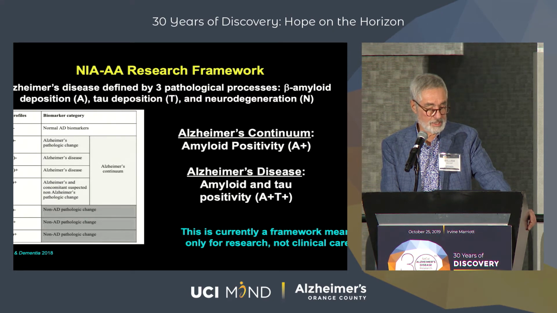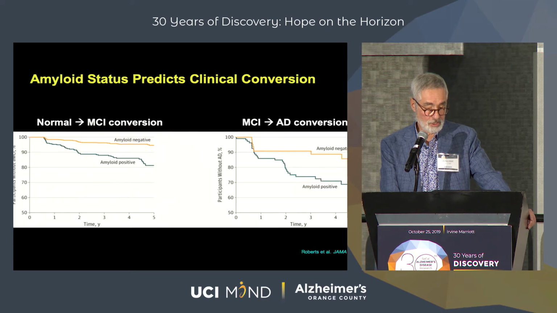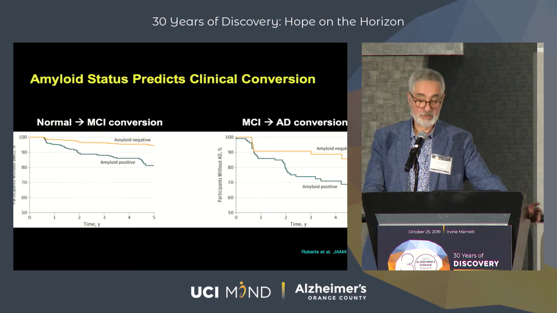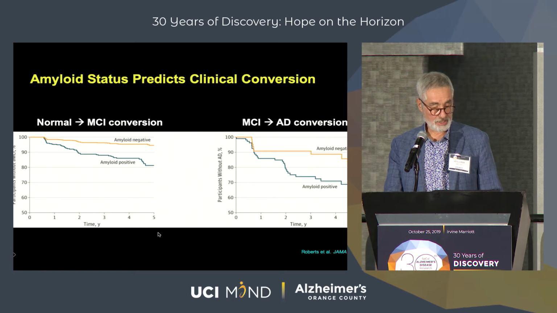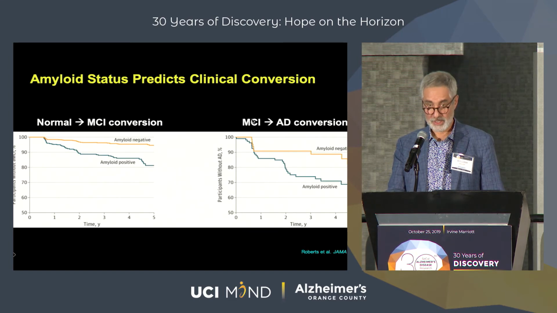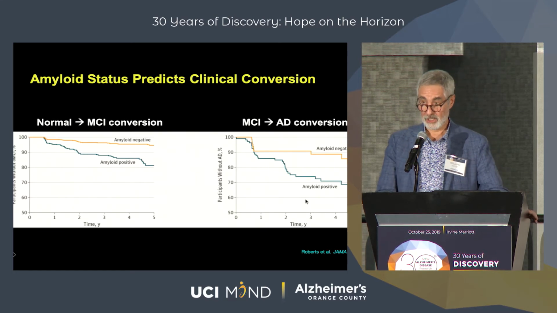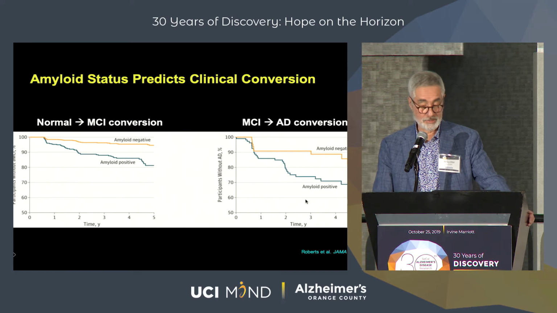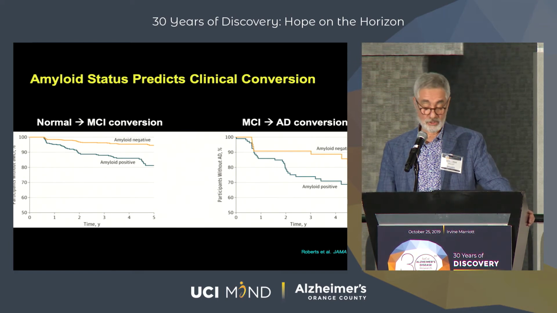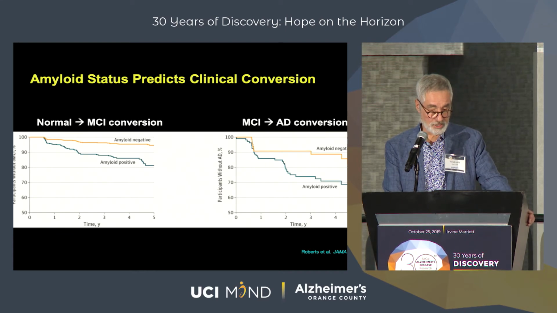So are amyloid and tau useful? And what are they telling us about both the patients and the biology? One thing it certainly tells us is that amyloid status predicts clinical conversion. So these are normal people who are being followed to mild cognitive impairment. These are mild cognitive impairment patients who are being followed until they get Alzheimer's disease. And you can see as this line goes down, it means more and more people develop MCI. As this line goes down, it means more and more people develop Alzheimer's disease. And you can see if you're amyloid positive, you have a higher risk of getting Alzheimer's disease from mild cognitive impairment and a higher risk of getting mild cognitive impairment if you start out as normal. So that's pretty good evidence.